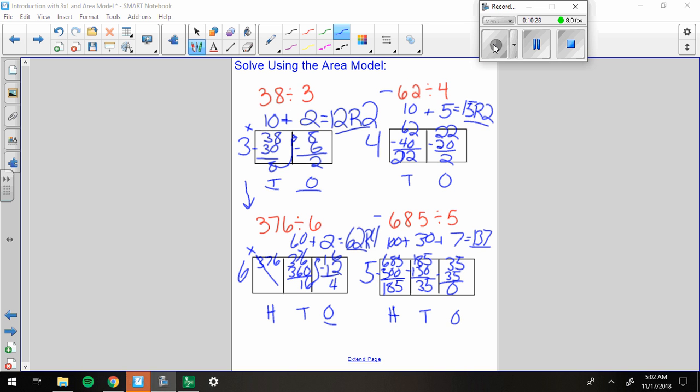All right, check your answers. For 62 divided by 4, we did have a remainder still. Our answer at the end was 15 remainder 2. And for 685 divided by 5, we actually didn't have a remainder, but our answer was 137.